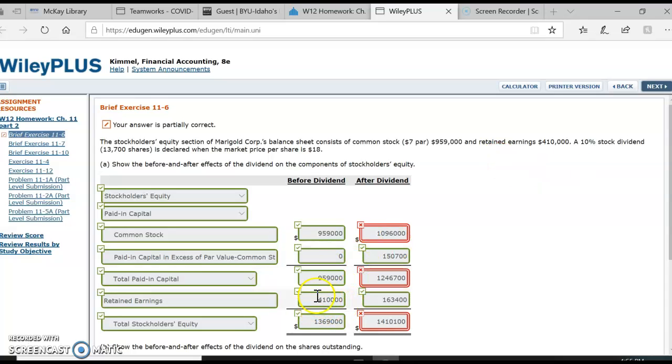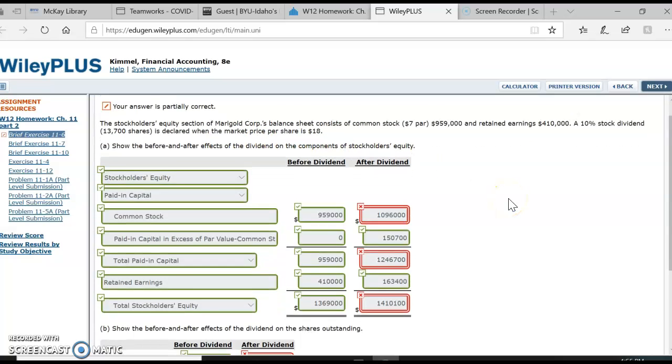So if we add these two, the total stockholders' equity is going to be $1,369,000. And it says here that a 10% stock dividend, 13,700 shares, is declared when the market price per share is $18.